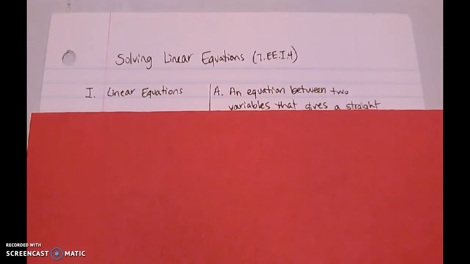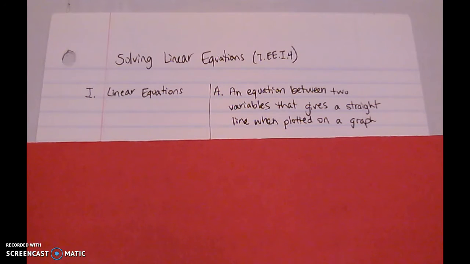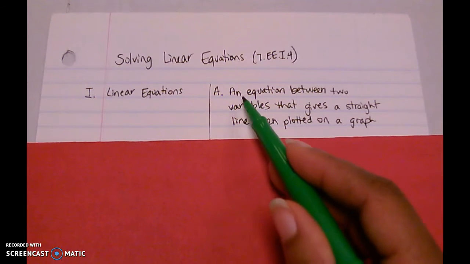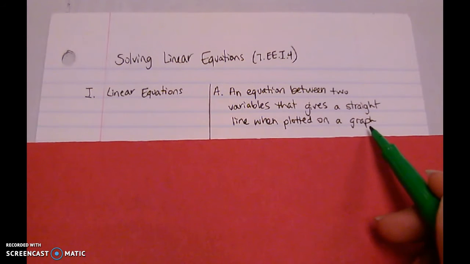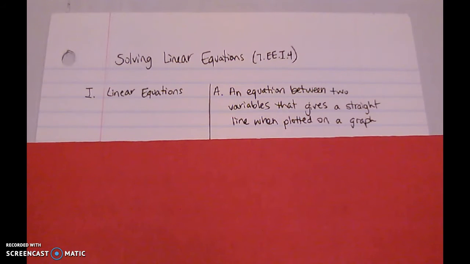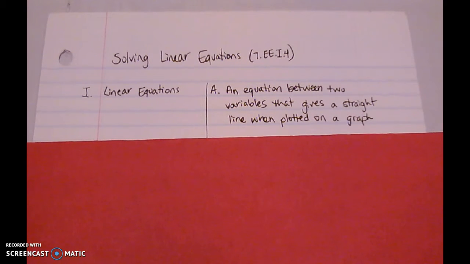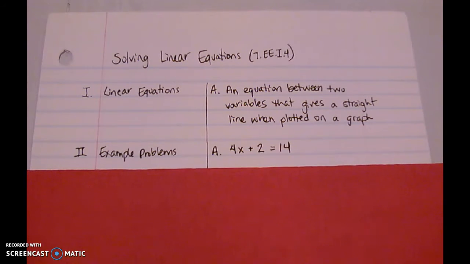First of all, you need to know what linear equations are. A linear equation is an equation between two variables that gives a straight line when plotted on a graph. For the sake of this lesson, we're not going to be plotting on graphs, but you do need to know this for future lessons. We're going to be solving problems today.